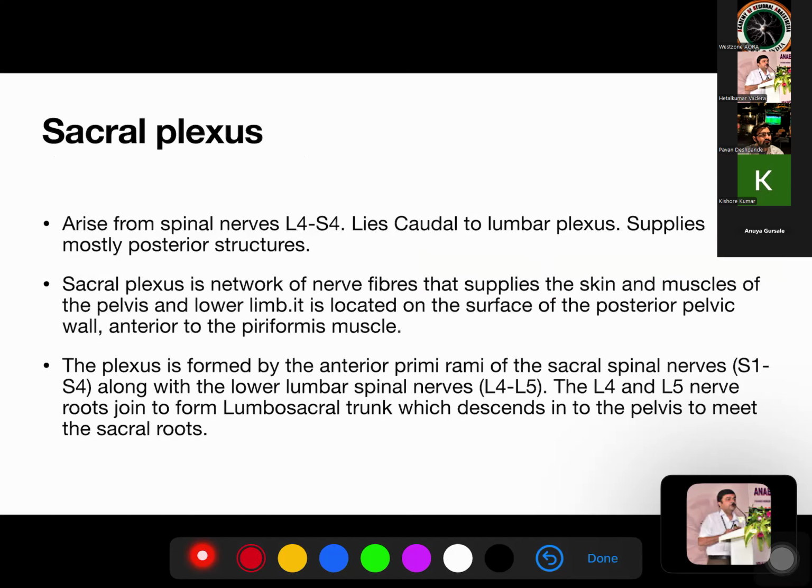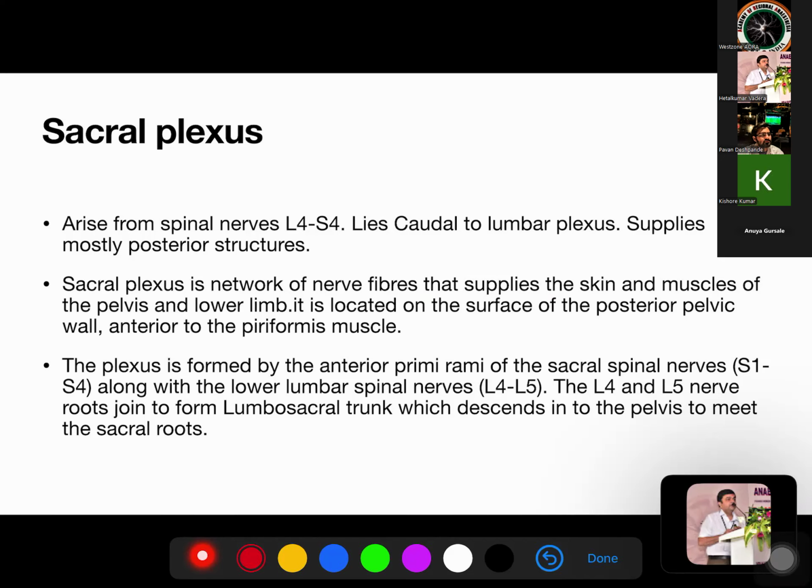So coming to sacral plexus, the sacral plexus arises from the spinal nerves of L4 to S4, lies caudal to the lumbar plexus, supplies mostly posterior structures. Sacral plexus is a network of nerve fibers that supplies the skin and muscles of the pelvis and lower limbs. It is located on the surface of the posterior pelvic wall anterior to the piriformis muscle.